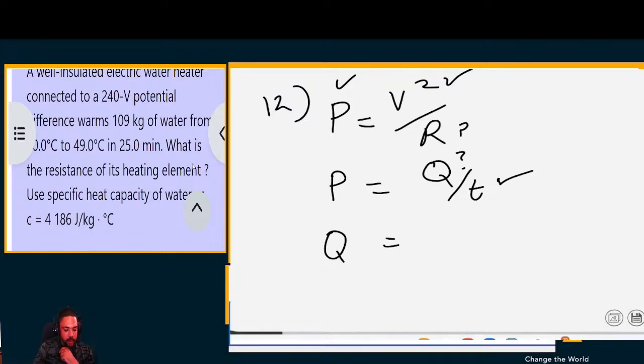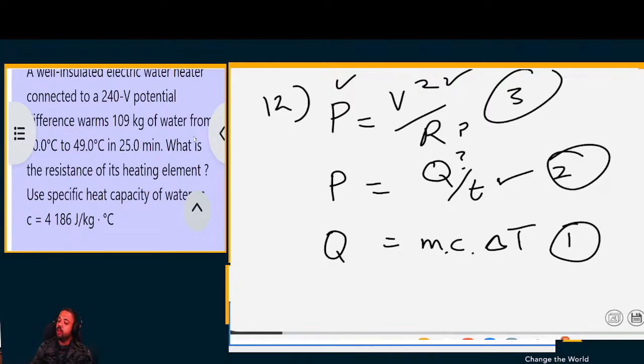So what is energy? How do we calculate energy? You know this from your first semester in thermodynamics: energy is nothing but mass times the specific heat times the change in the temperature. So now we have all of the formulas, and we can calculate the resistance, because we have the change in the temperature, the specific heat, and we've been given the mass. We start from this formula, this will be number one, this would be number two, and then finally we can work out number three, the resistance of this heating element.